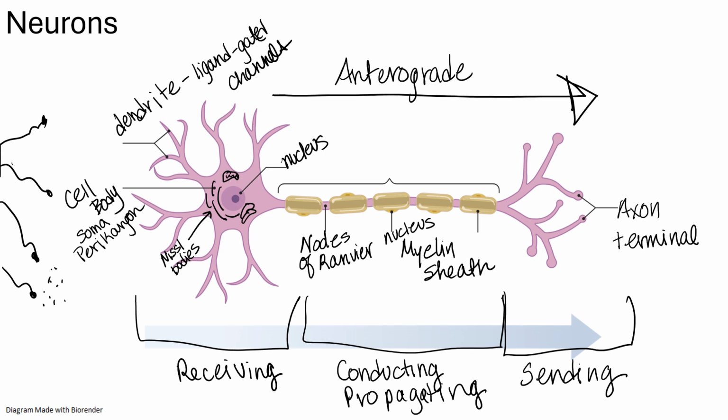Rabies is a central nervous system disease, and its most damaging effects are done in the brain and the spinal cord, but it has to get there somehow. And the way that it gets there is by traveling retrograde into the nervous system, into the brain and spinal cord.